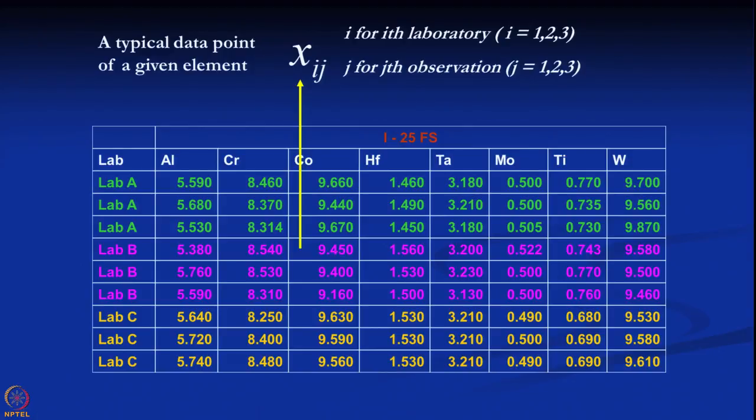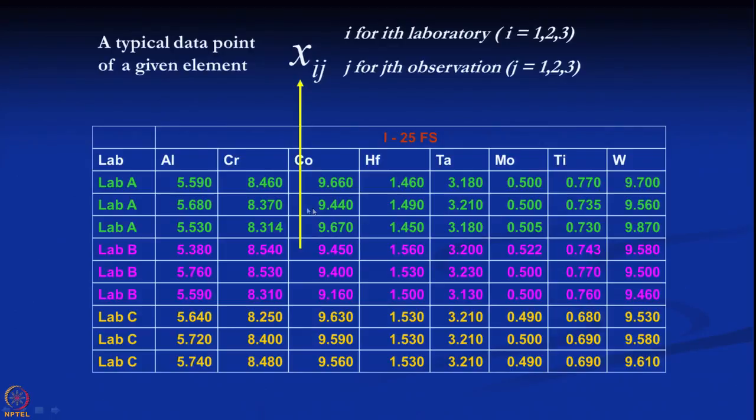Typically this data is denoted as Xij, where the subscript i refers to the ith laboratory and subscript j refers to the jth observation of the ith laboratory. So for example, if you look at this value 5.530, it will be called X3, it is the third laboratory looking into the third observation. Or if you look at all the observations together, here it will be second laboratory, fifth observation. So, likewise it is calculated.